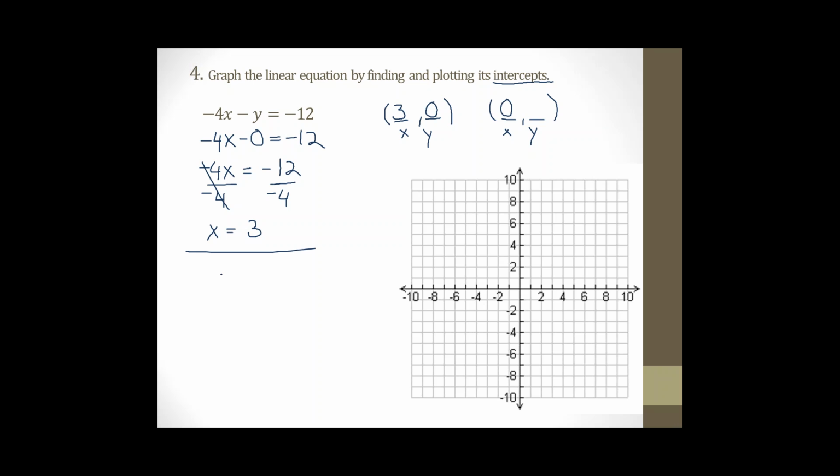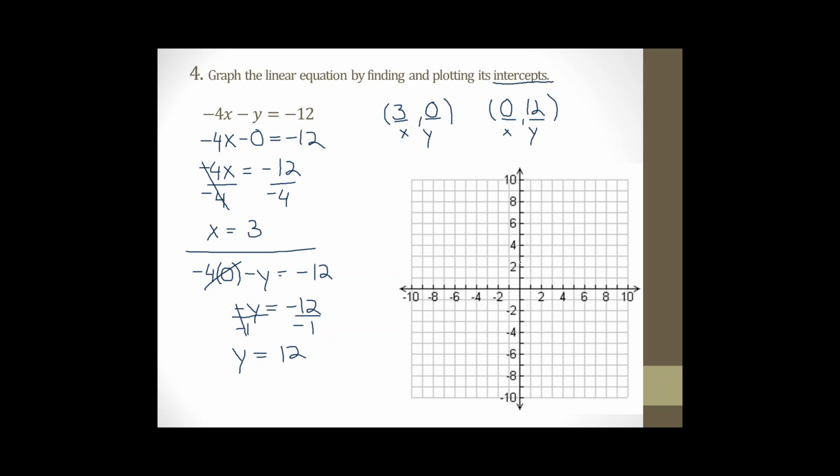And then finding my y-intercept, now I have to plug in a 0 for x. And -4 times 0 is just 0. So I'm left with -y equals -12. To eliminate that negative in front of the y, I can either divide or multiply by a -1. I'm choosing to divide by a -1. So now y is equal to a +12. So right here, my y-intercept is at 0, 12.